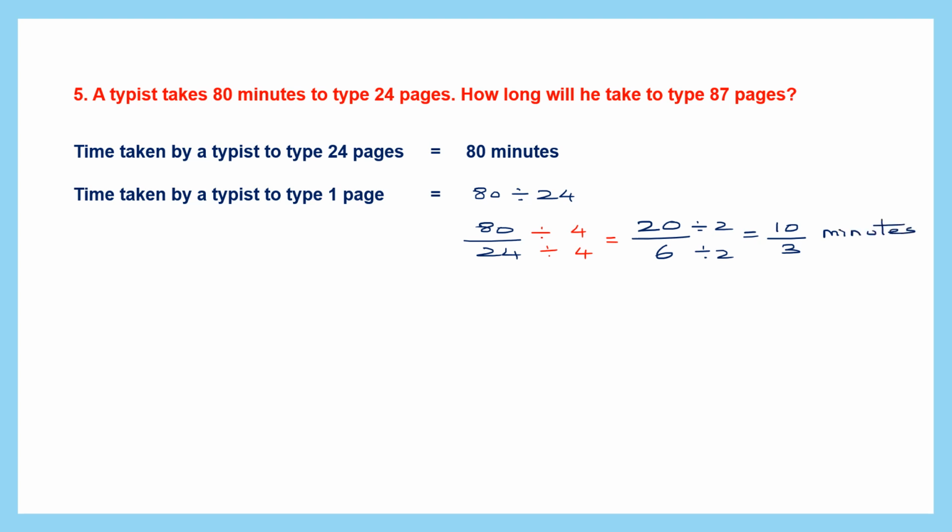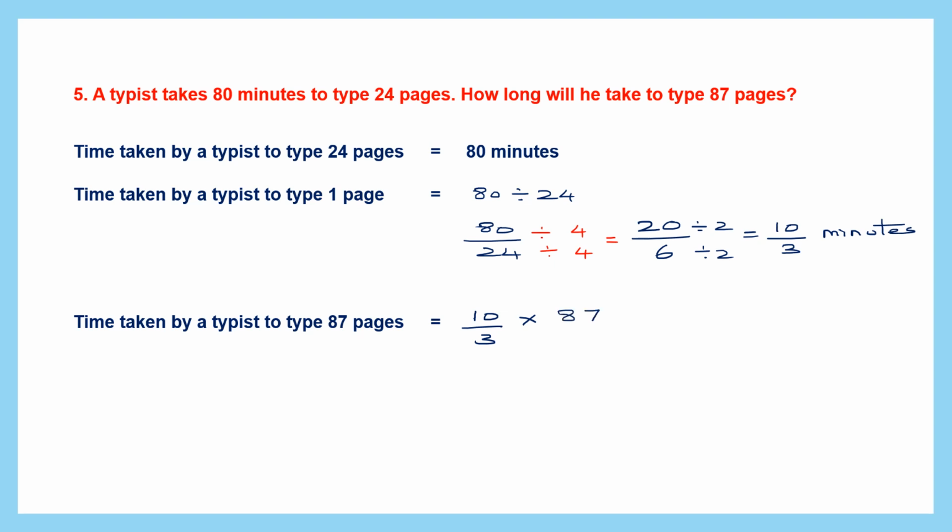Let's go ahead. Now the question is, how long will he take to type 87 pages? So time taken to type 87 pages will be much more, isn't it? For one page he took 10 by 3 minutes. So for 87 pages he will take more time. So that is multiplication. So 10 by 3 into 87.